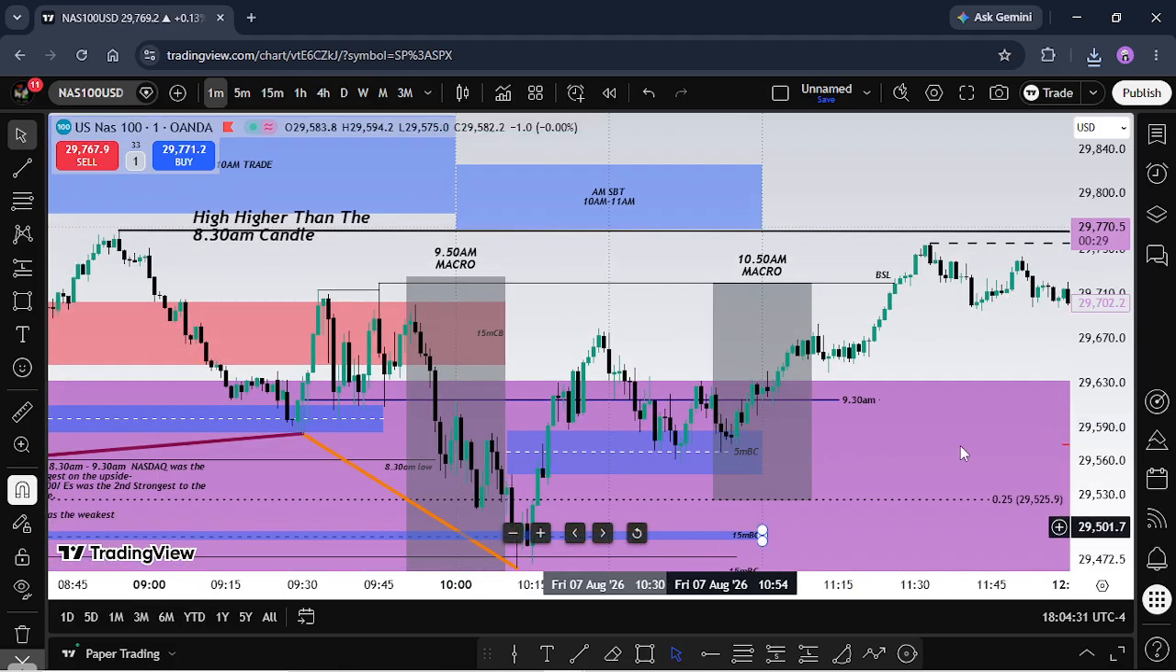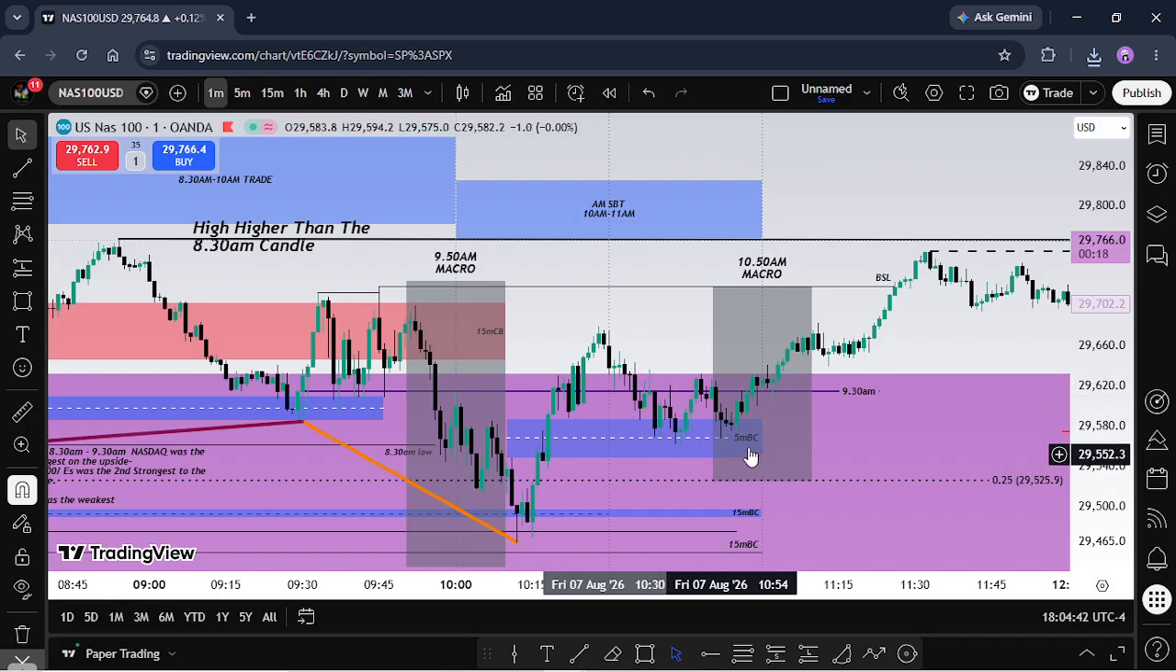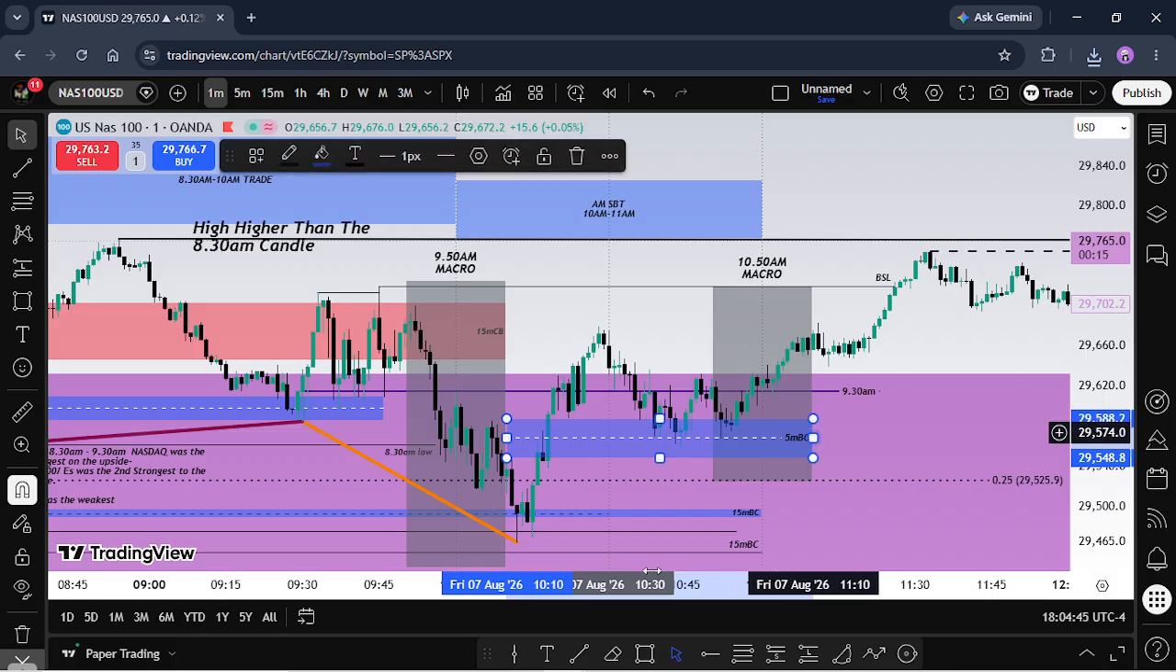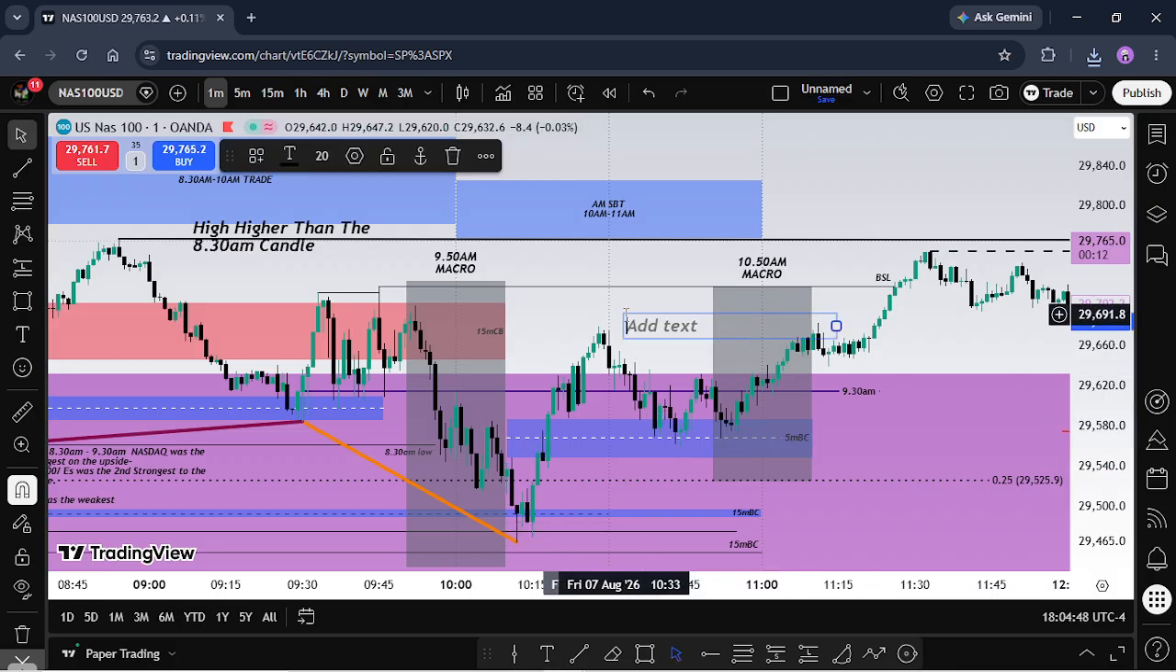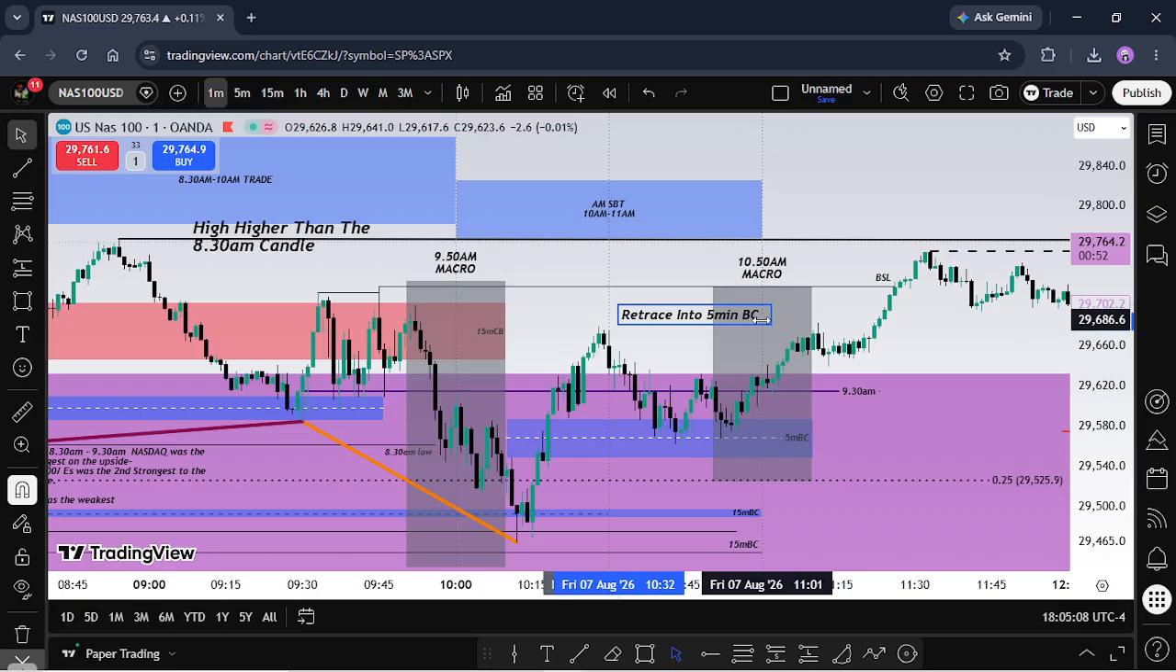Here it went into a 50-minute BC. Two, actually, two 50-minute BC. This one and that one. And then, okay, so here it retraced into a 5-minute BC after 10:30, right? Price retraced into a 5-minute BC, right? I want to put that there. I want to change the font a little bit, just so you can fit in this box. All right, the 5-minute BC.